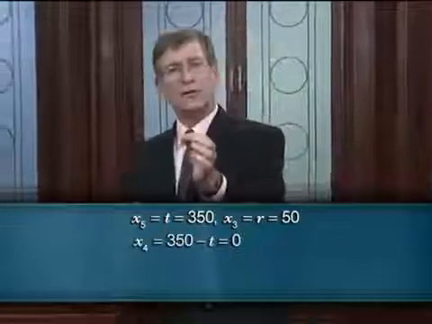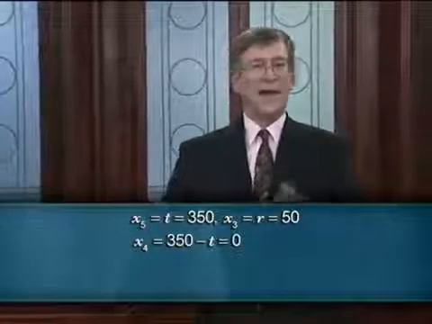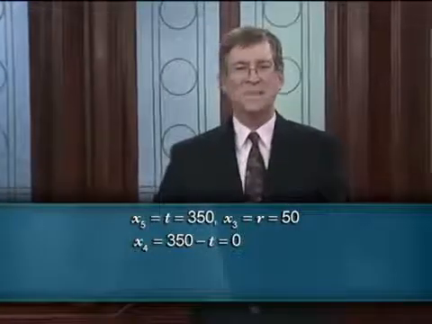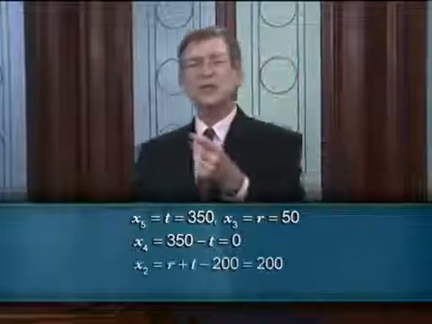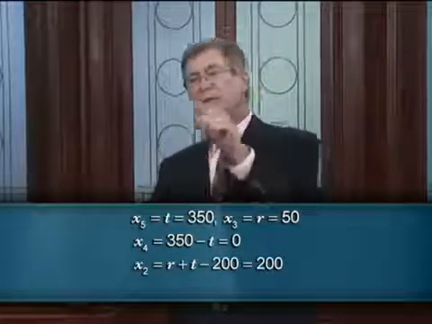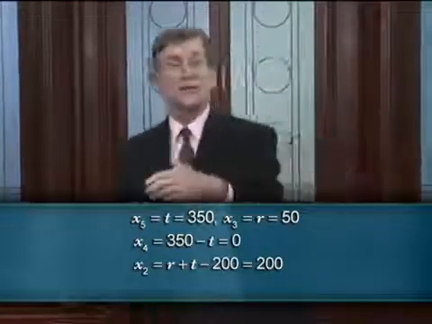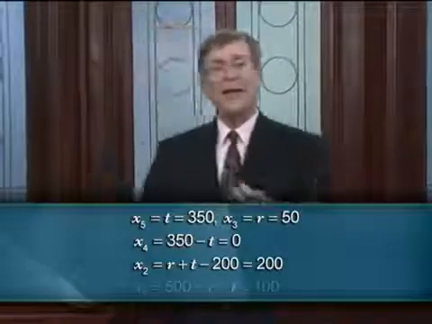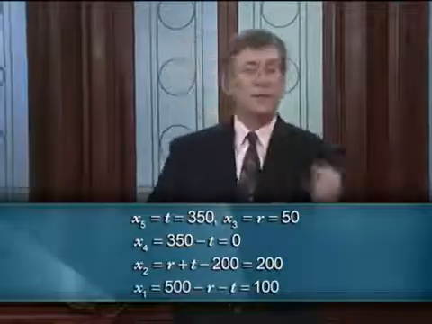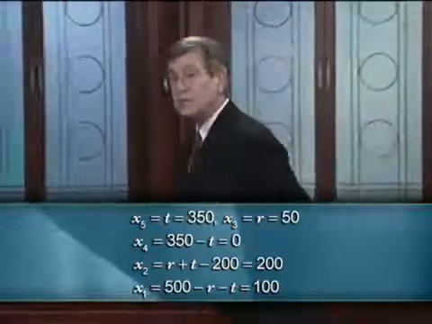x4 will be 350 minus t, or 0. Wow, that road has no traffic now under this scenario. x2 is r plus t minus 200. That's 350 plus 50 minus 200. 400 minus 200 is 200 cars. And then x1 is 500 minus r minus t. That comes out to be 100.